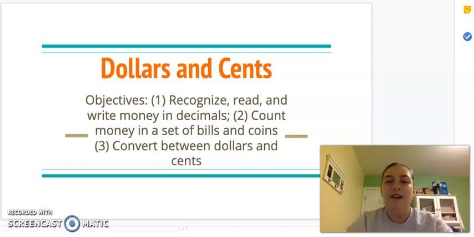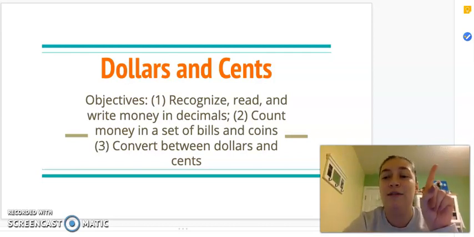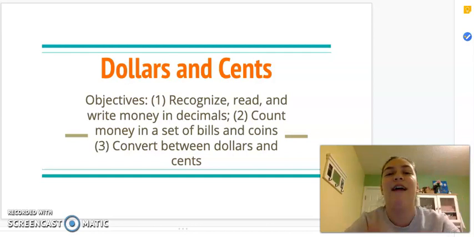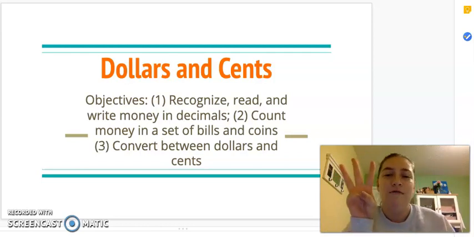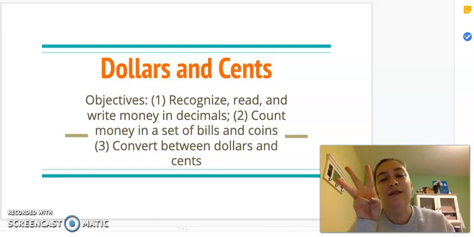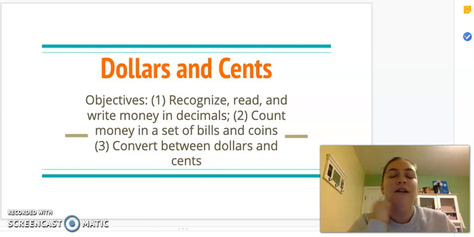Okay, so today we're going to talk about dollars and cents. Our objectives: 1, we want to be able to recognize, read, and write money in decimals. 2, we want to be able to count the money in a set of bills and coins. And 3, which we're actually not going to get to today, we will do that tomorrow, we are going to convert between dollars and cents. All right.